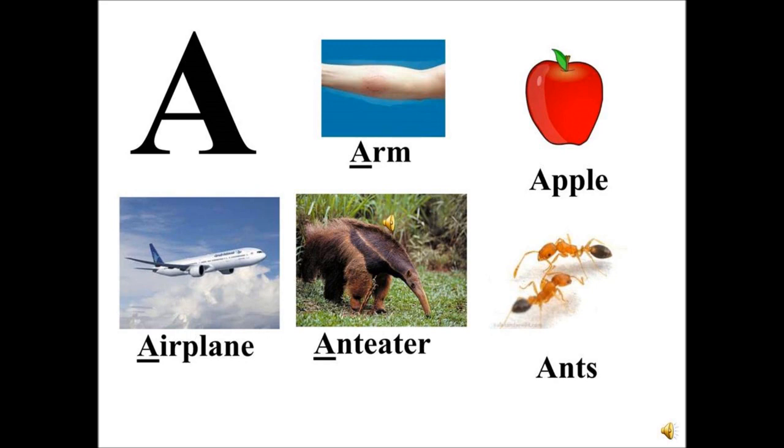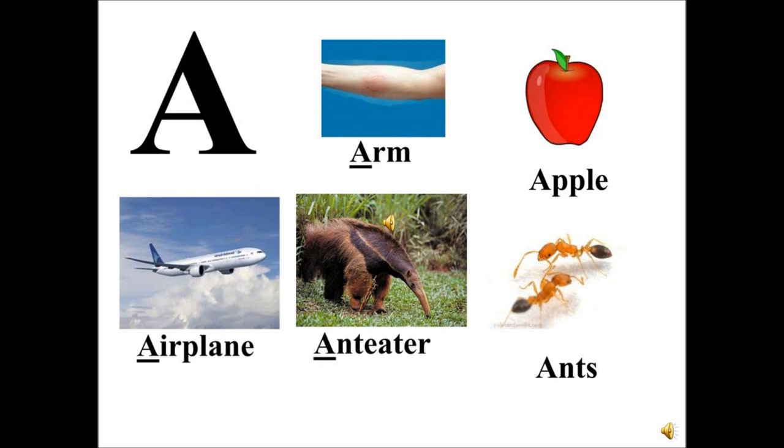Let's spell airplane. Airplane. That's a picture of an airplane. Airplanes fly in the sky, up in the air. Airplane is an A word. It starts with the alphabet letter A. Let's spell airplane. Airplane. A-I-R-P-L-A-N-E. Airplane. Very good.